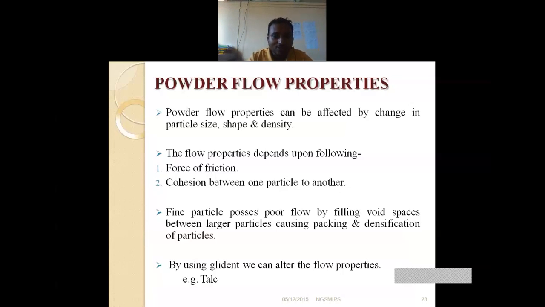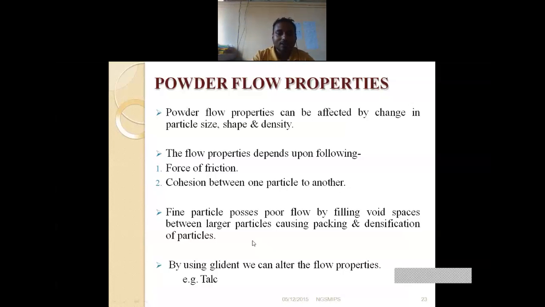So fine particles cause poor flow by filling the void spaces between large particles, causing packing and densification of the particles. To avoid this kind of thing, we have to add lubricating agents. So how can we increase the flow properties? By using glidants or lubricating agents.